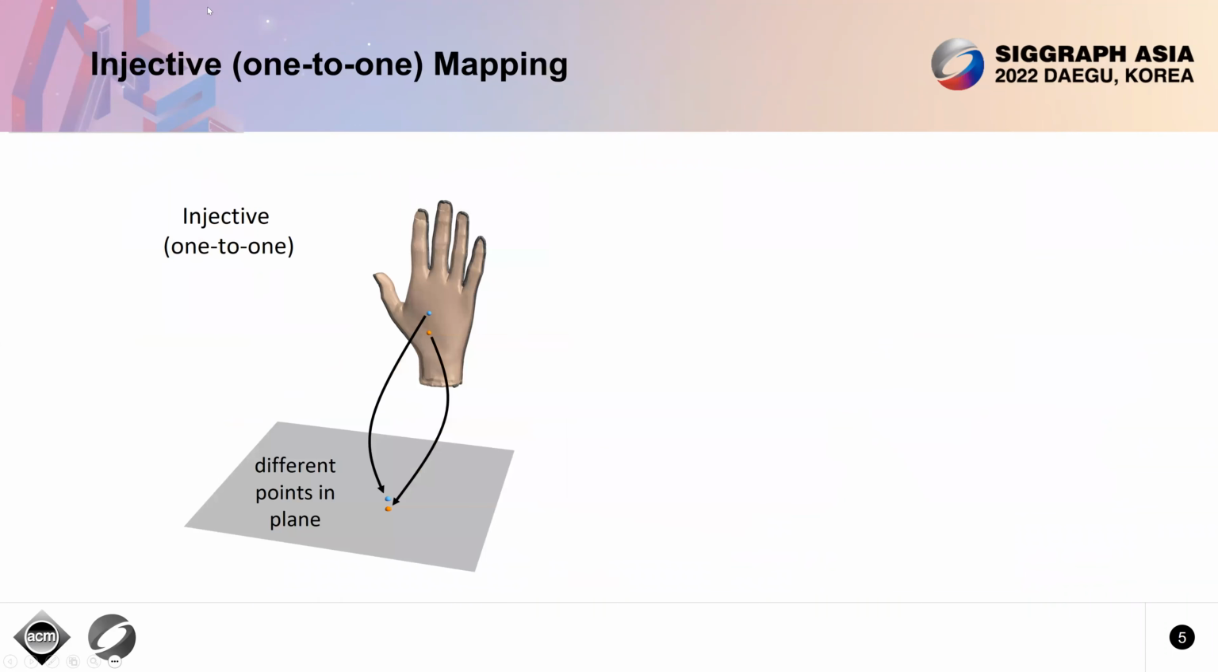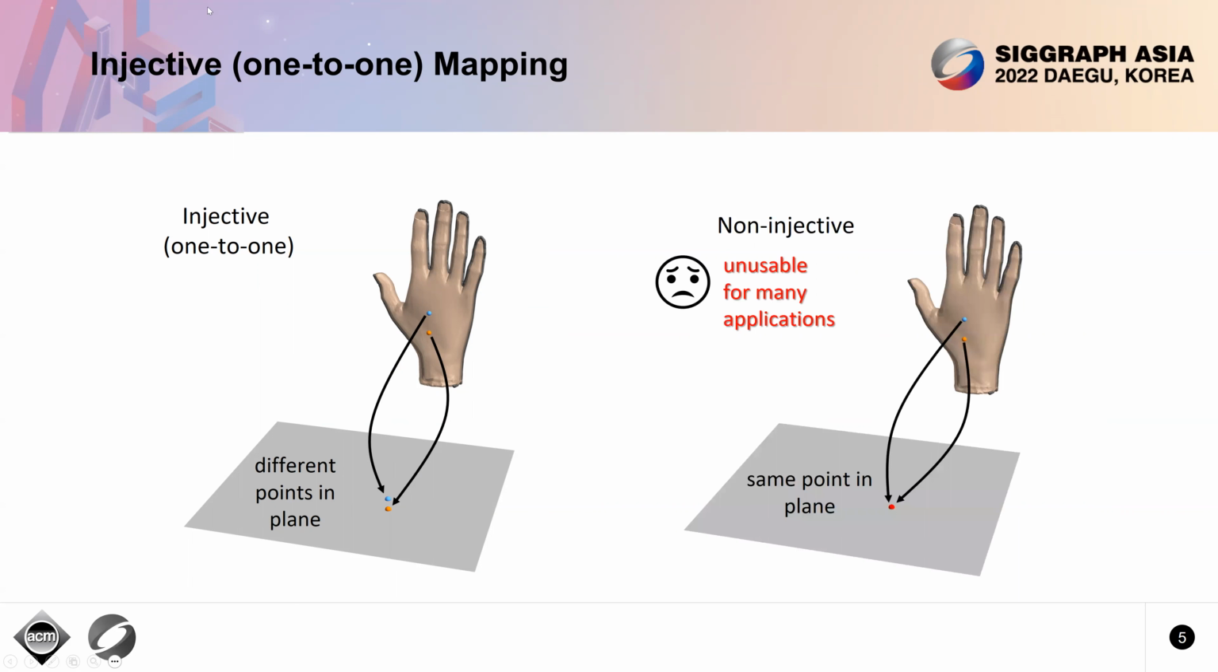Most applications require the mapping to be injective or one-to-one, that is, any two different points of the mesh are mapped to two different points in the target domain. A non-injective map is not usable for many applications, such as texture mapping and hex meshing.